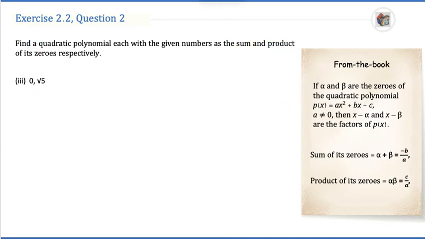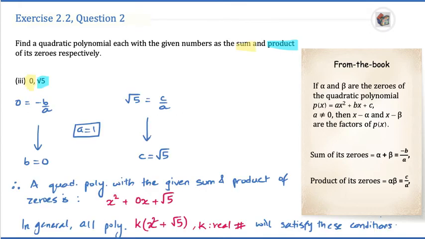Here you go. Now onwards, I will want you to try first, and then when you play the video again, you will see the solution written. Alright, so here's our solution for part 3. Sum 0, so 0 is equal to minus b by a, product root 5, so that's c by a. Put a equal to 1, get the value of b and c, b 0, c square root of 5. So a quadratic polynomial, one quadratic polynomial that will have this given sum and product is this.